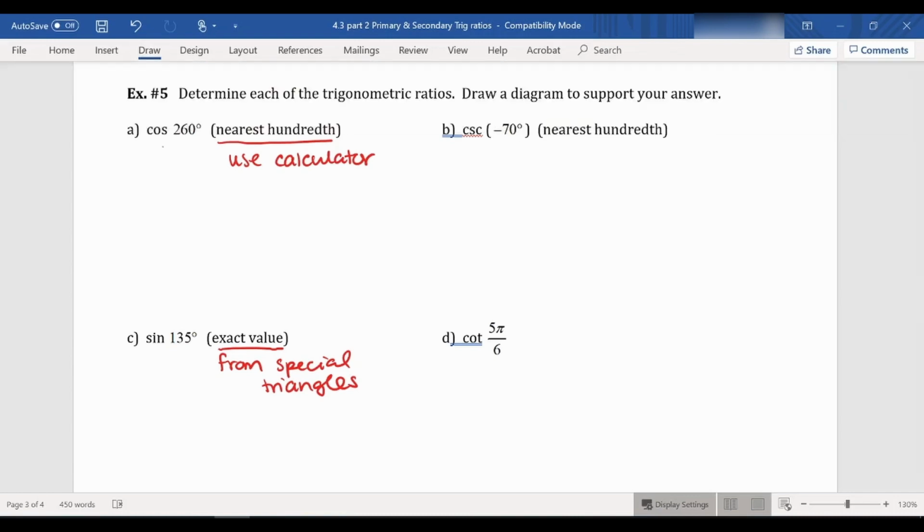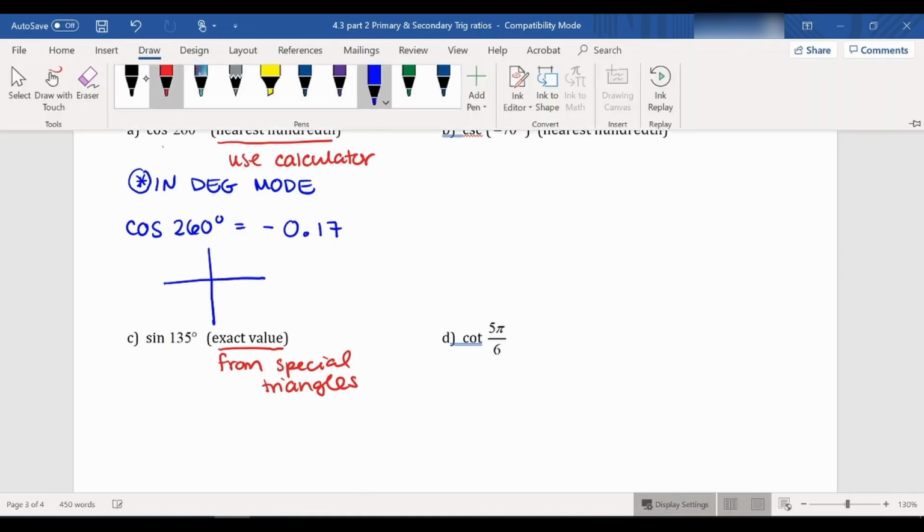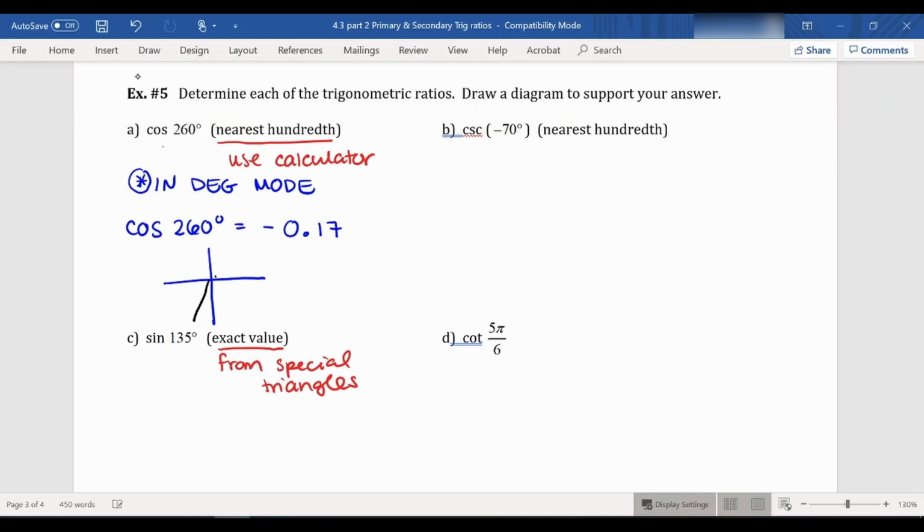So if I want to do cosine of 260, this means we're going to use our calculator and we need to be in degrees mode. And we're literally just going to type in cosine 260 equals. Your calculator, you might need to type the number first and then hit the cosine button, but that's something you need to know about your own calculator. And we should get -0.17. And if I draw this, 260 degrees falls here. And in quadrant 3, cosine is negative. So this makes sense that our answer was negative.